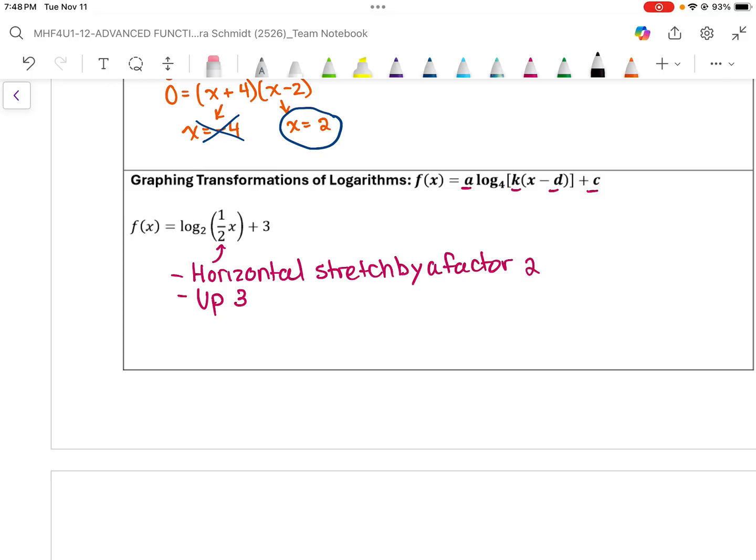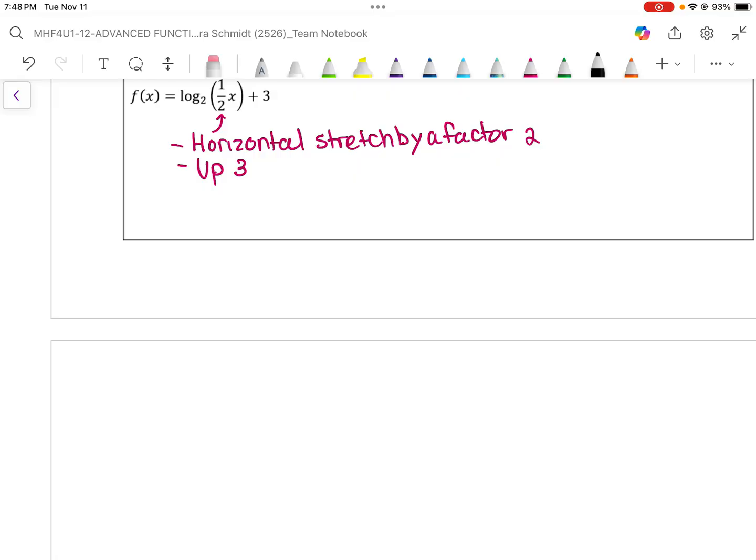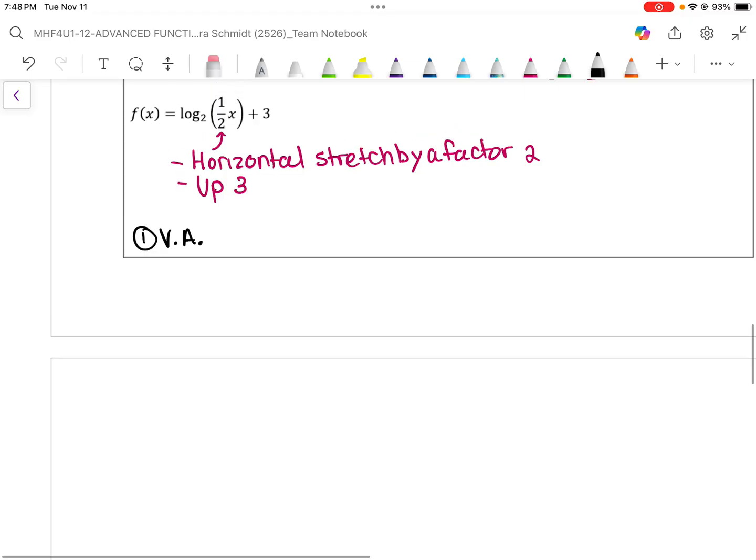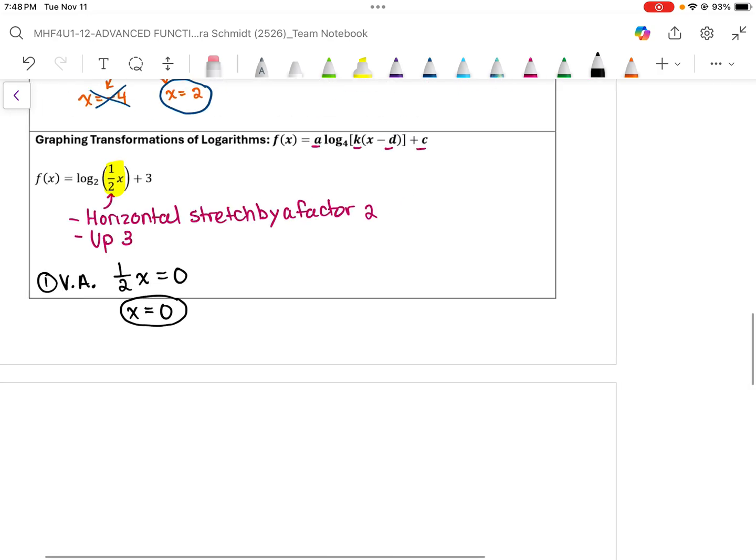My personal preference for graphing is to use 3 key features. So the first thing I like to do is find the vertical asymptote. And I like to do that by setting the argument equal to 0. So my argument is 1/2 x, that's the argument. And I'm going to set that equal to 0, and then I'm going to solve for x. So if I divide both sides by 1/2, I just get 0. So I have a vertical asymptote at 0. So I'm just going to graph this as I go. So I know my vertical asymptote is going to be right at x equals 0.